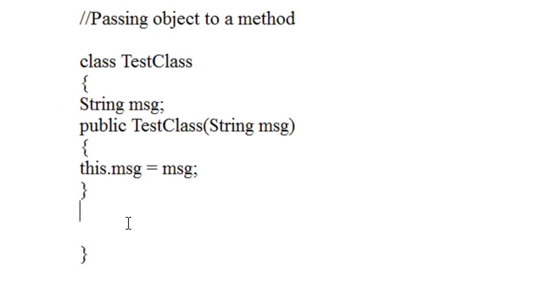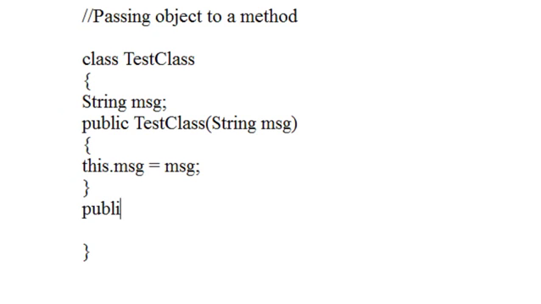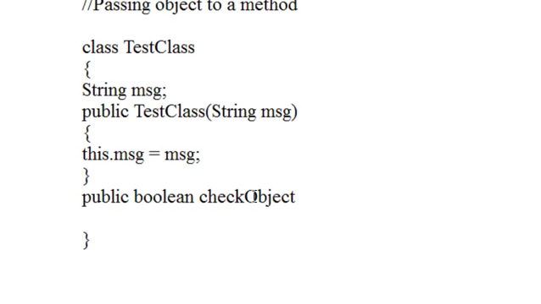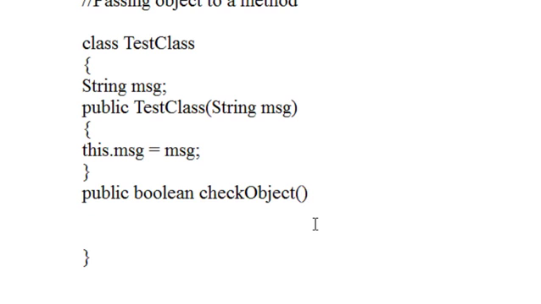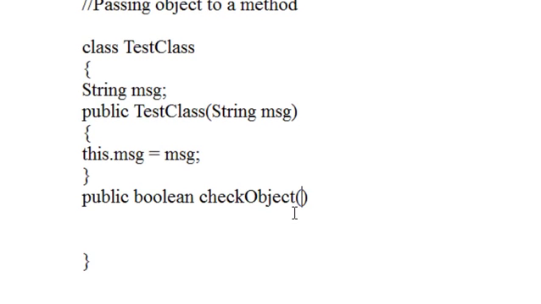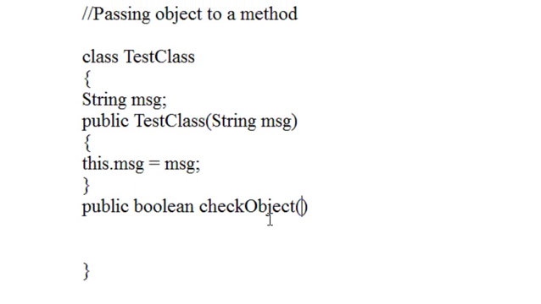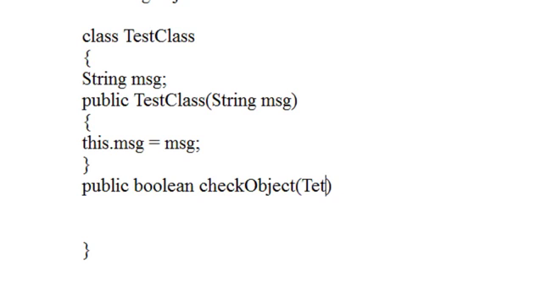Now I am going to create another method in this class. I make the return type of that method boolean, and the method name is checkObject. I am going to pass an object of this class to this method. So here the type is the name of the class, TestClass, and I give it as obj.